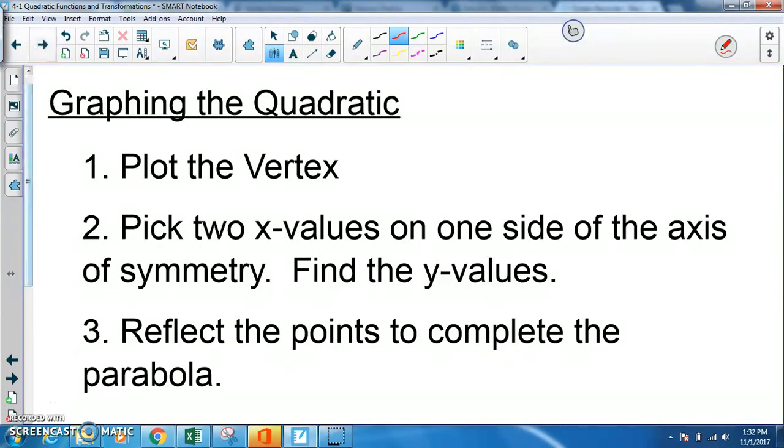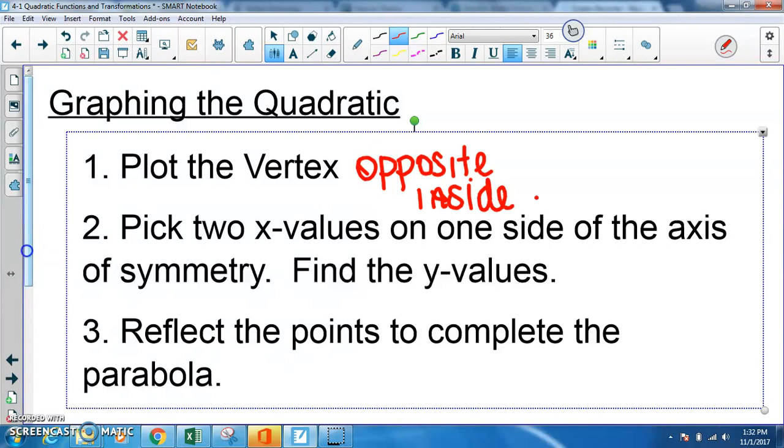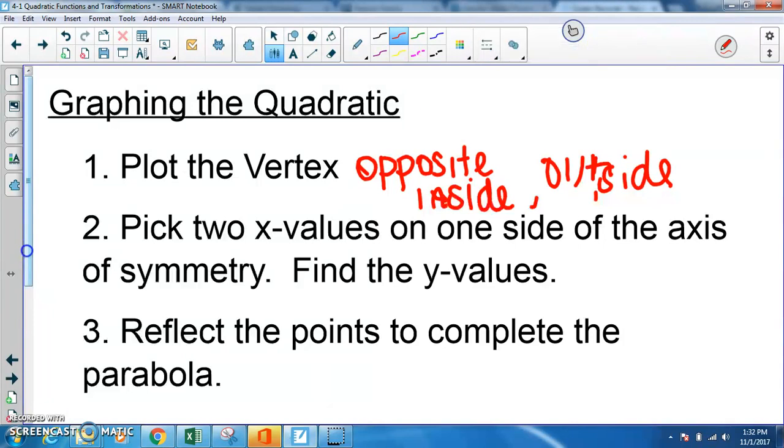Graphing quadratic steps. 1. Plot our vertex. Remember, just like absolute value, opposite of the inside, outside. We are also going to draw our axis of symmetry while we plot the vertex. Then we are going to pick two x values on one side of our axis of symmetry to find the y values. Once we have those points, we can then reflect the points to complete our parabola.